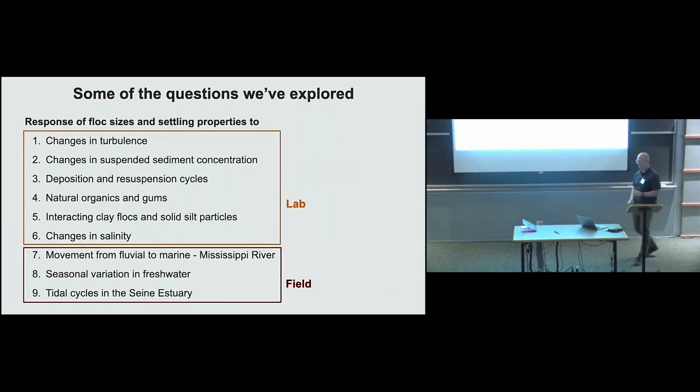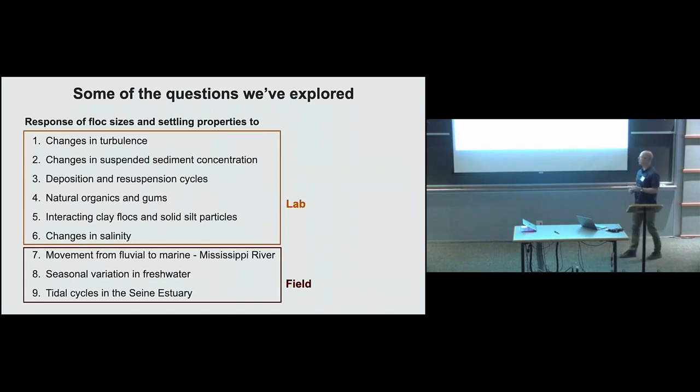Okay, so we've been looking at a bunch of different questions, asking how does the floc size distribution and settling properties respond to different drivers? So how do they respond to turbulence? How do they respond to suspended sediment concentration? What about deposition and resuspension cycles? As material deposits to the bed, let's say during a slack condition in an estuary, and then is resuspended, what's the nature or the characteristics of the particle size distribution when it comes back up off the bed?